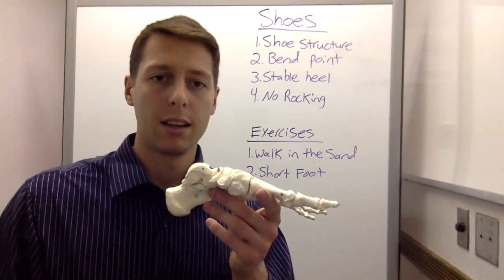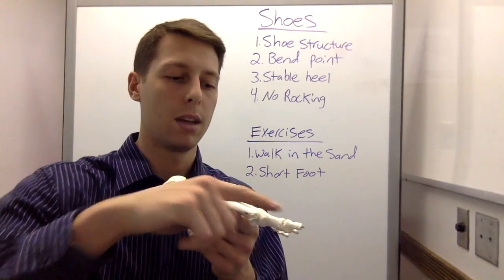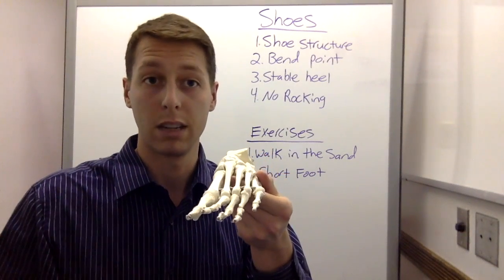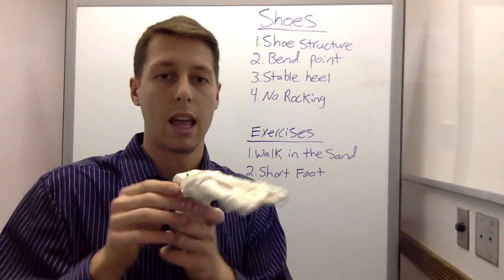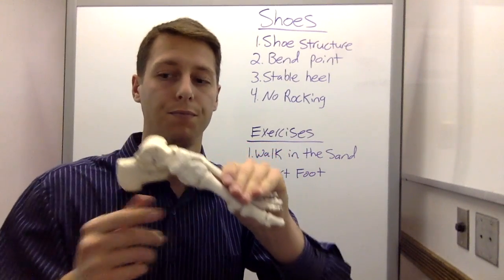And so as you can see, the foot has three arches in it. The first one is the medial arch. So if you look at the foot this way, the medial arch goes along the big toe, the lateral arch goes along the little toes, and then the transverse arch goes across the foot this way.